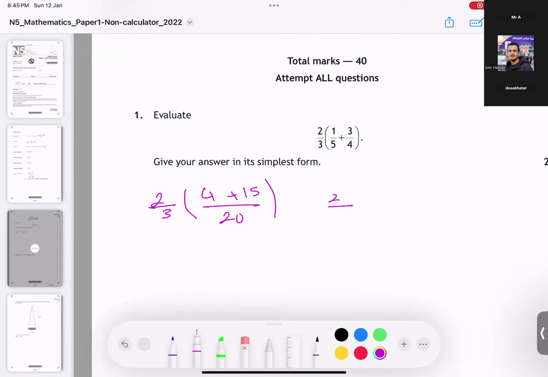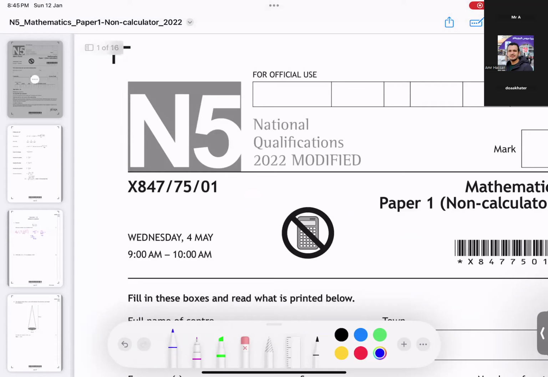So it's going to be 2/3 multiplied by 19 over 20, right? So you can make it simple. So 2 times 19. 20 divided by 2 is going to be 10. So we'd end up with 19 over 30, right? I think this one is non-calculator, we don't have to use it, right?